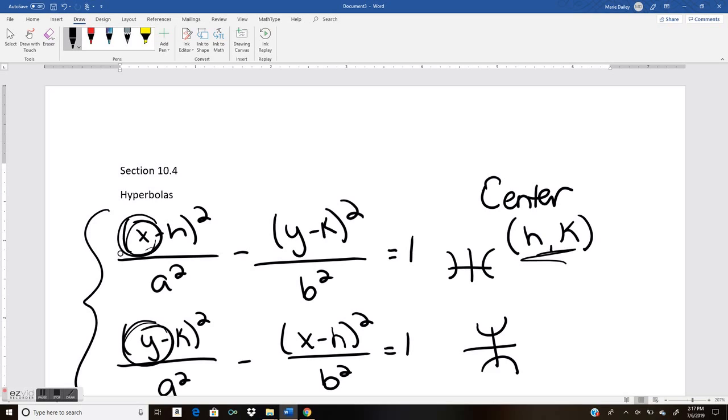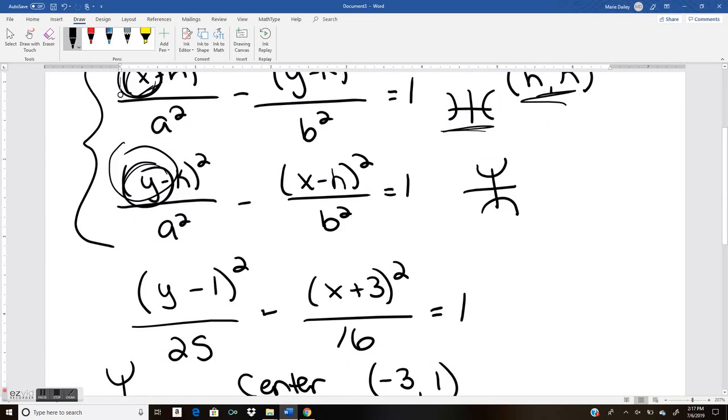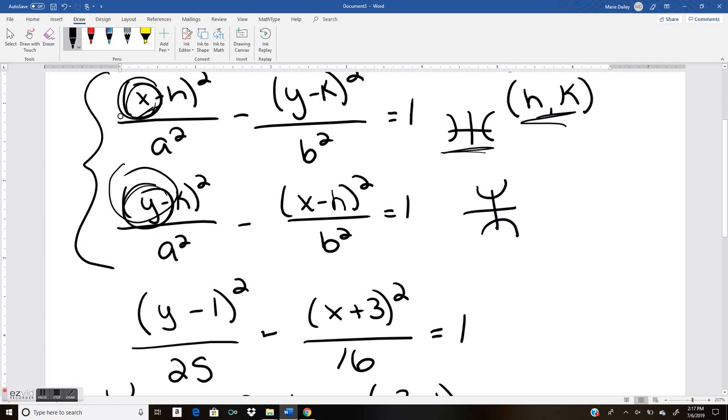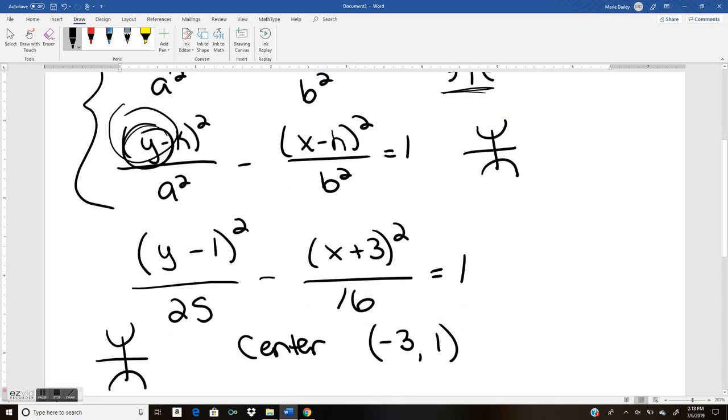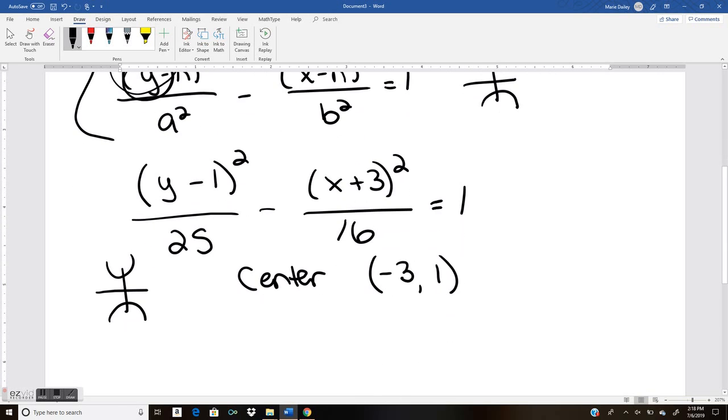Moreover, if x comes first, remember the graph of the hyperbola is going to open side to side. If the y comes first, the hyperbola is going to open up and down. So let's take a look at this example here. I have (y minus 1) squared over 25 minus (x plus 3) squared over 16 equals 1. Since the y value comes first, we know that the graph is going to open up and down.